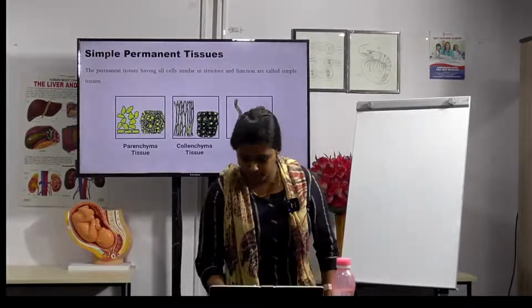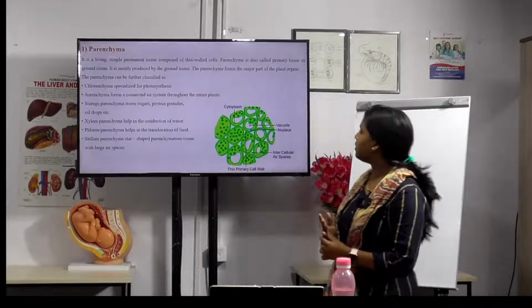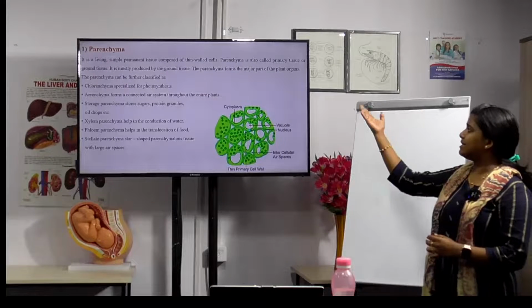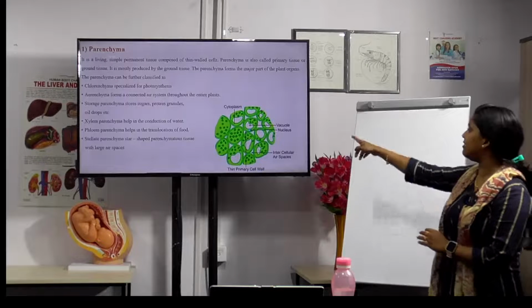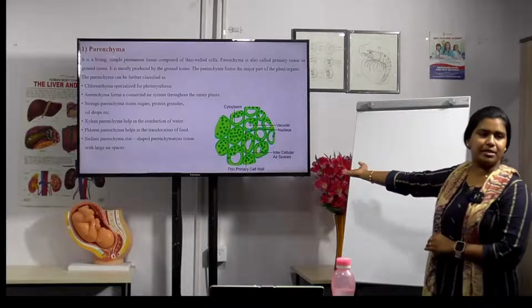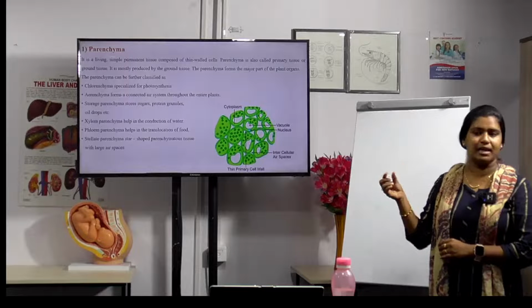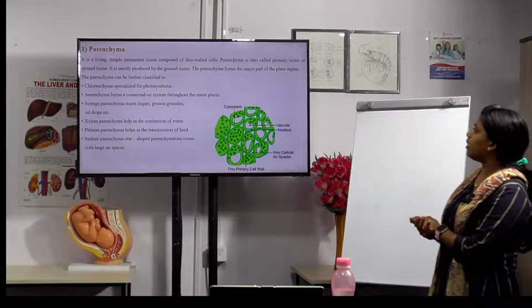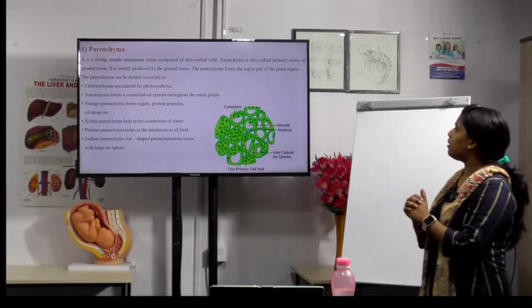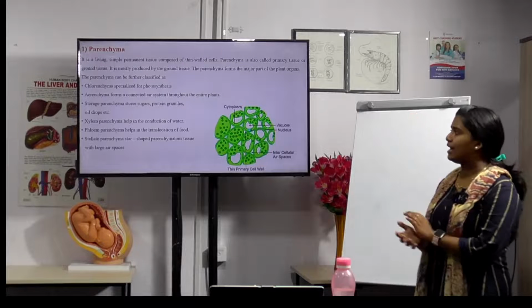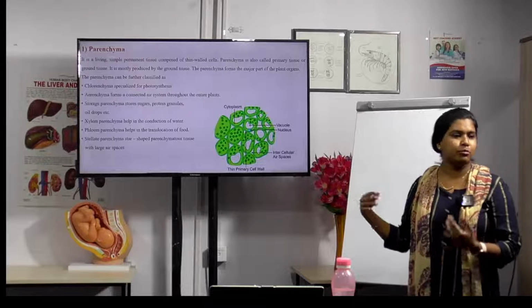Now let us see about parenchyma. Parenchyma are permanent tissues composed of very thin cell walls. The cell wall will be a very thin primary cell wall, with no bulges, very thin. And it is mostly produced by ground tissues. The parenchyma forms the major parts of the plant organs and is divided into so many chymas.